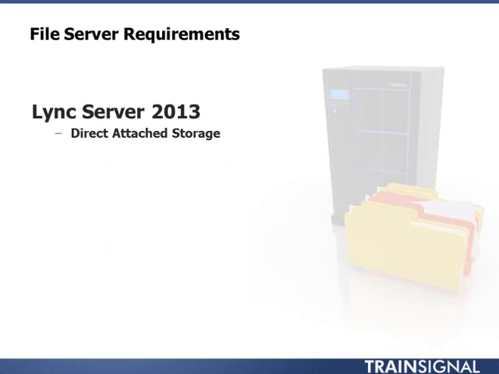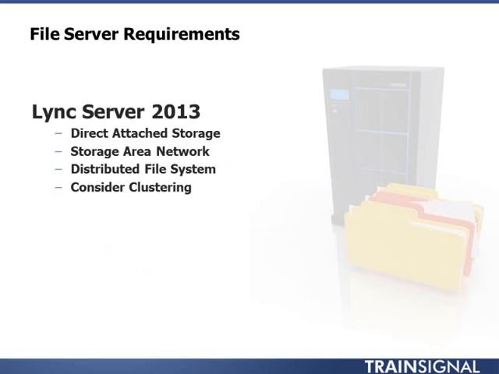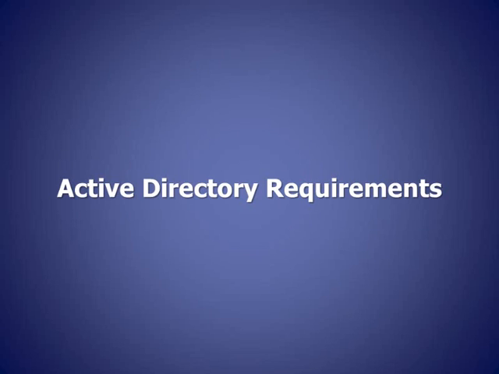Lync Server 2013 supports using file shares on directly attached storage using Storage Area Network SAN solutions, and it's also supported to use the distributed file system for a higher level of availability and redundancy. To provide a higher level of availability for an instance of a share, you can also consider using clustered file shares. It's also recommended to store your file share on a RAID array so that you have redundancy on your disk storage level.